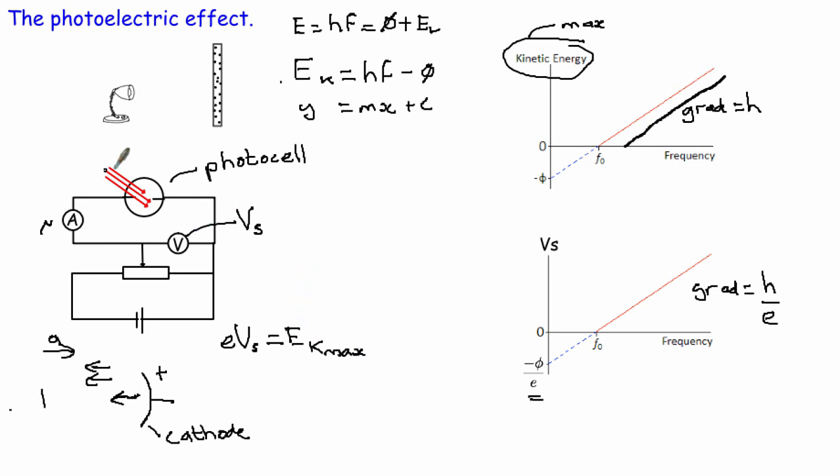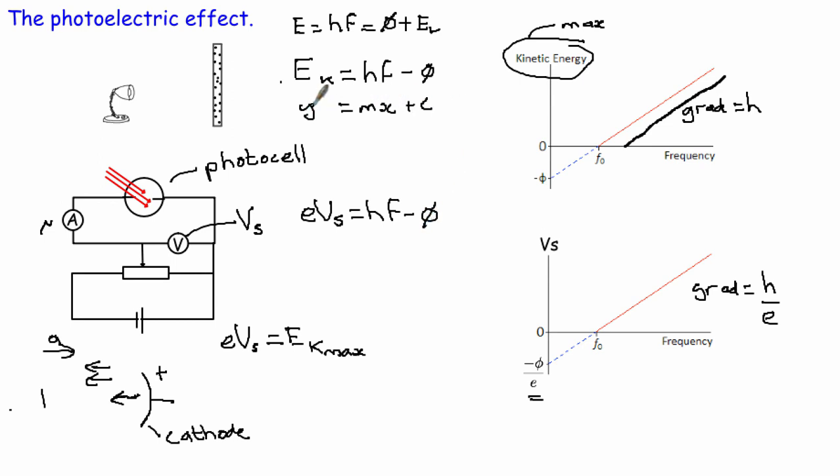And then what we could do is shine light of a different frequency onto here and just repeat the process and keep going, and we can plot a graph that looks like this. And if we do that, it's essentially the equivalent to this. So again, we've got a straight line. Instead of EK, we've got this thing here. So we've got eVs equal to hf minus our work function again.